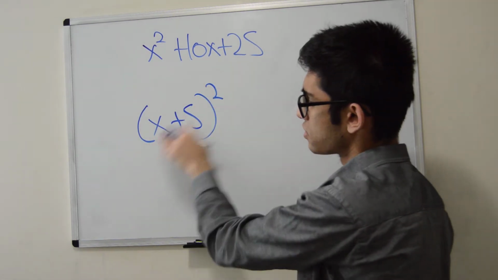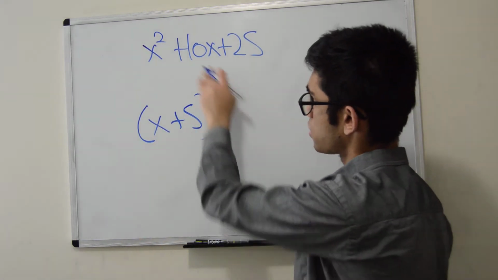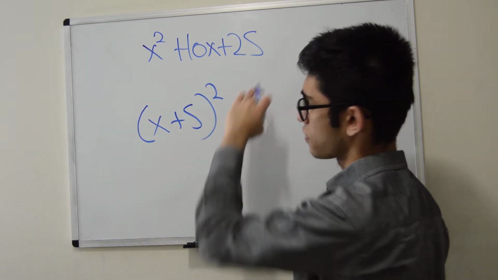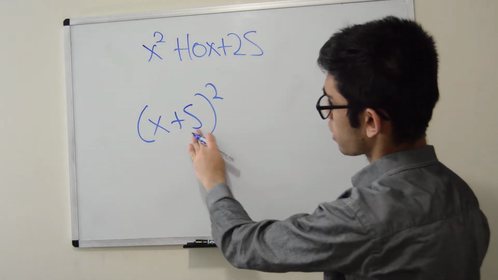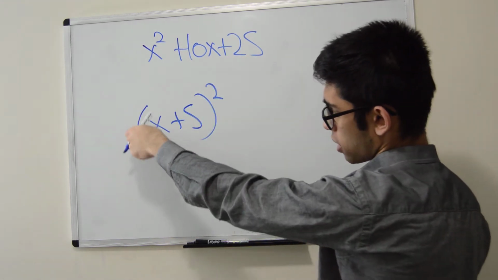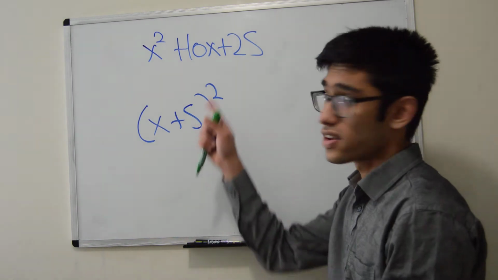That means there's two of these, right? Because plus 5 and plus 5 make the 10, and then 5 times 5 is 25. Anyways, don't worry about that. You square root this, you get x, you square root that, you get 5, put 2 brackets, and then write squared. That's all there is to factoring this.